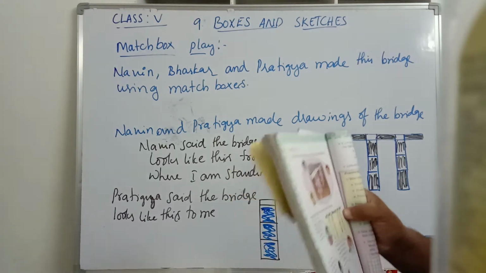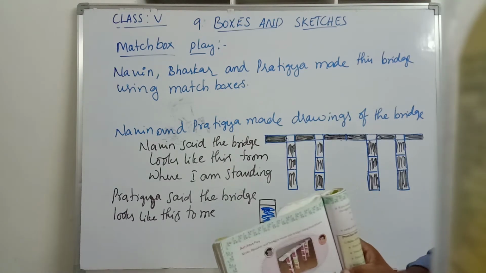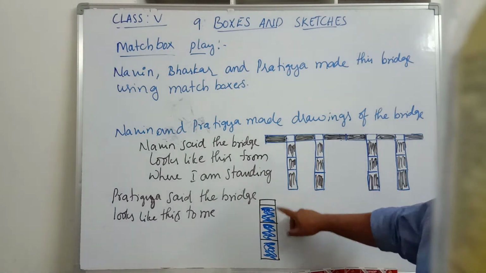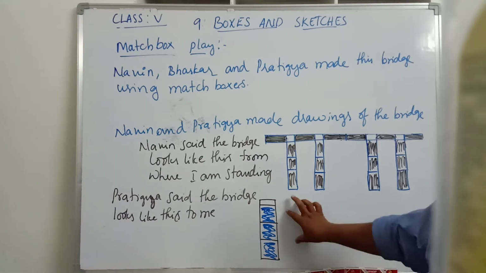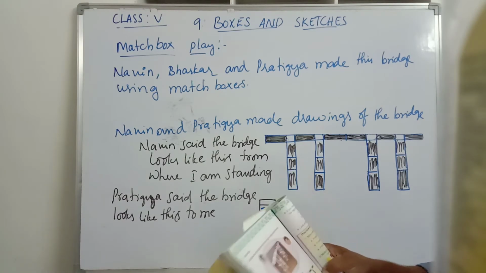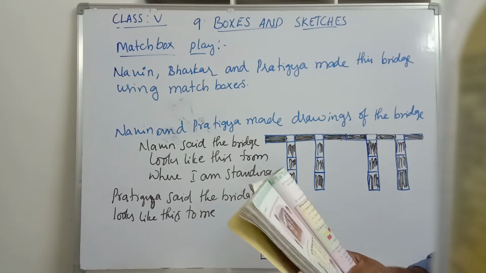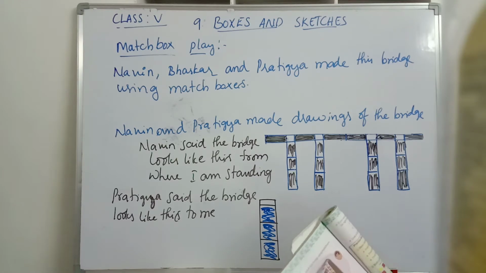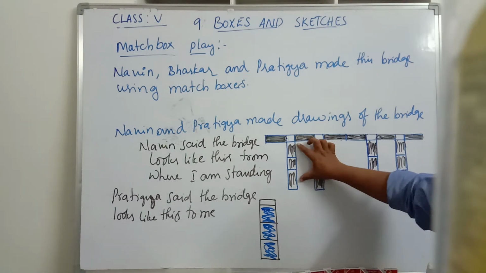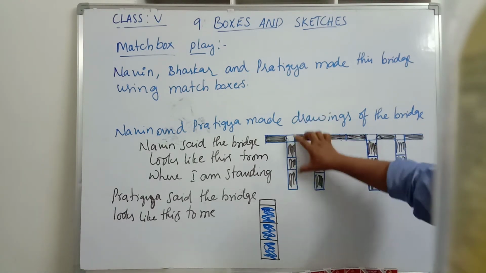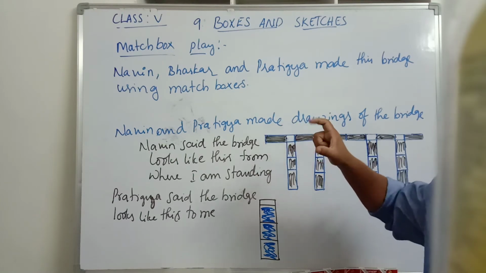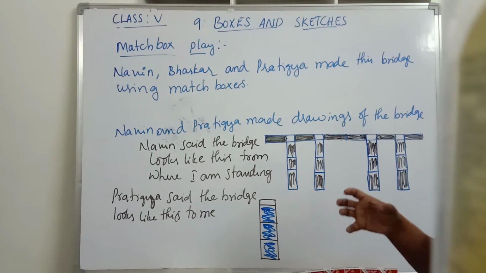Similarly, Pratigya stood at the side of the bridge, observed the bridge and drew this diagram, this cube. And she said, the bridge looks like this to me. My drawing shows how high our bridge is and how wide it is. So this is the pillar, it will give you the height of the bridge, and this will give you the width of the bridge, how wide it is.